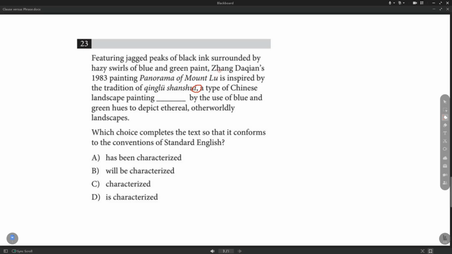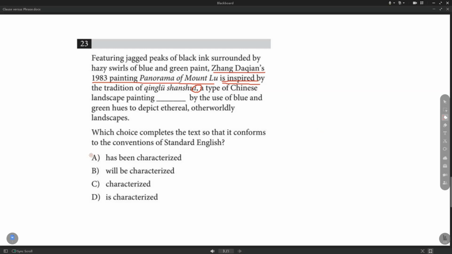We have the same situation we've just had. Now we already have a clause leading in, and the subject of the clause is Zhang Daqian's 1983 painting Panorama of Mount Lu. Long subject, but it's a subject nonetheless. Verb is inspired. It's a passive verb. We have a clause, ladies and gentlemen, and then we have a comma. Guess what you cannot use in the following section? You cannot use a clause, because if you do, you're creating a comma splice.